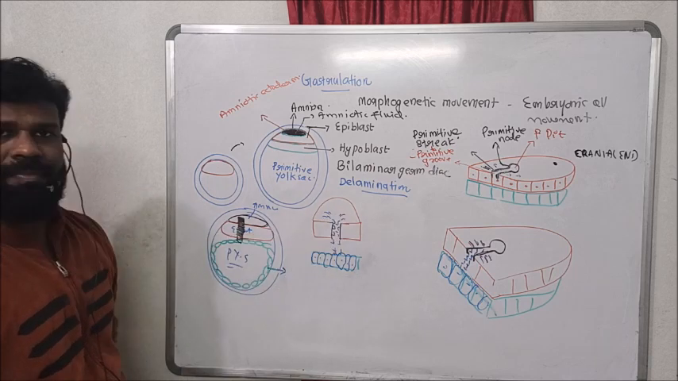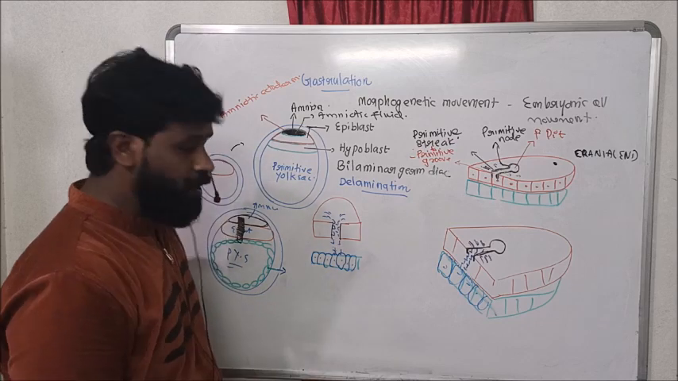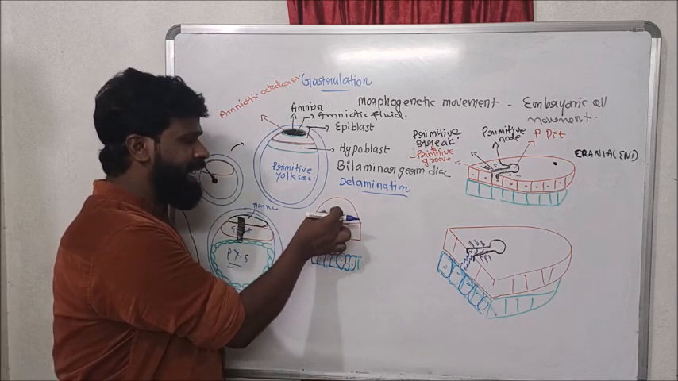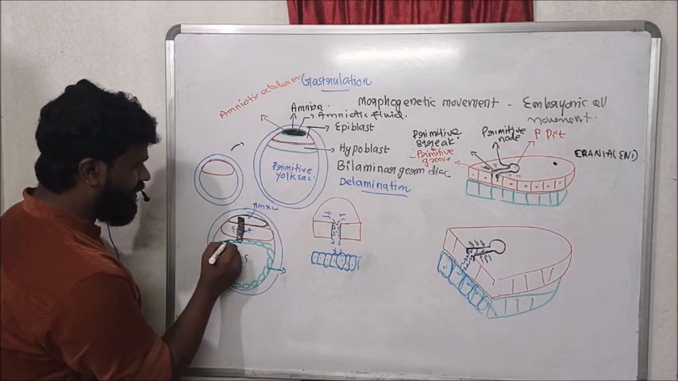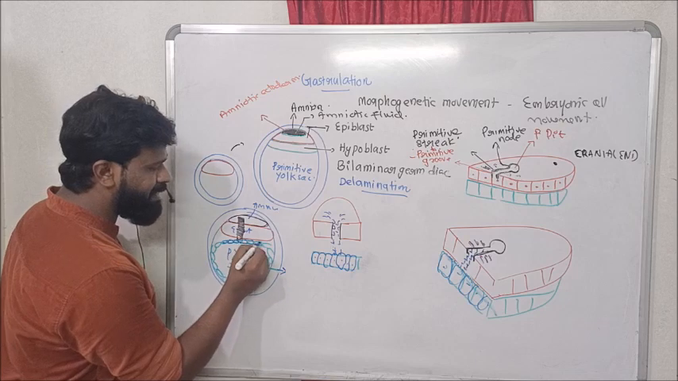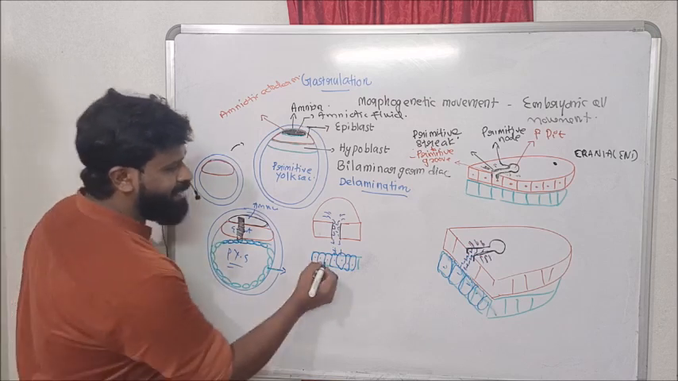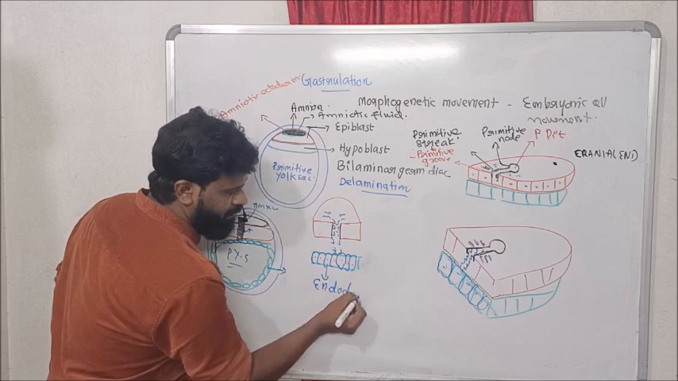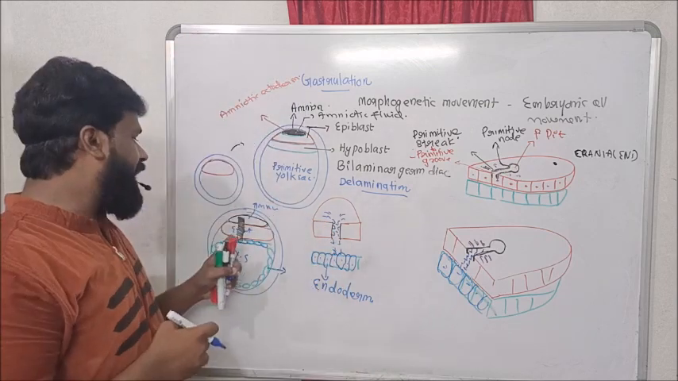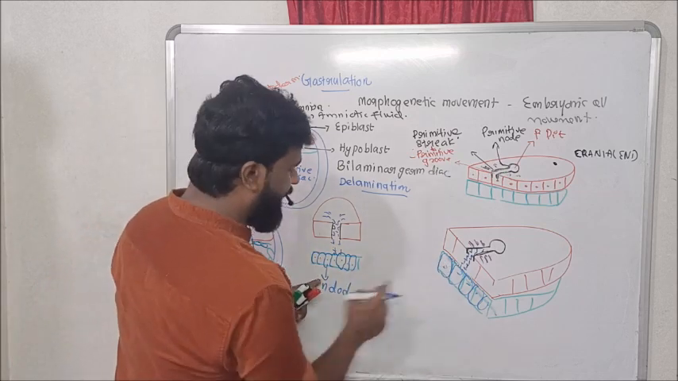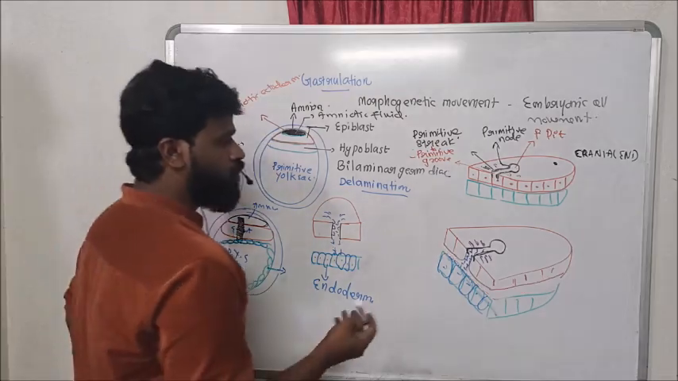Clear? So the cells of the epiblast migrate down through the primitive groove and displace the cells of the hypoblast. This newly formed layer is called endoderm. So now these cells are endoderm.